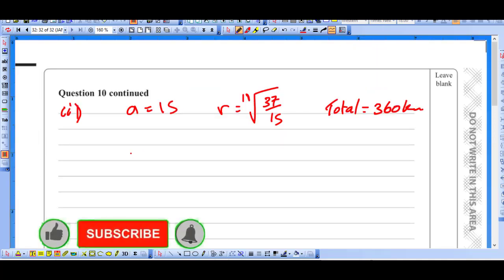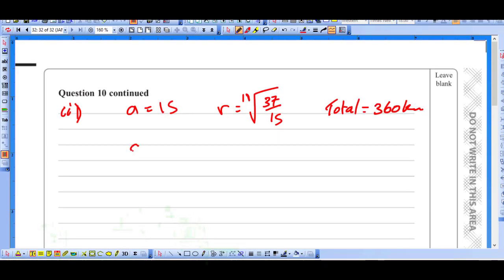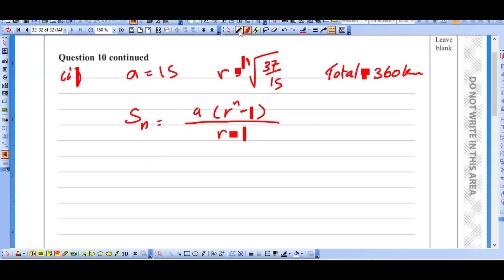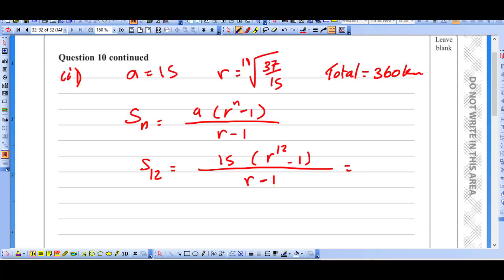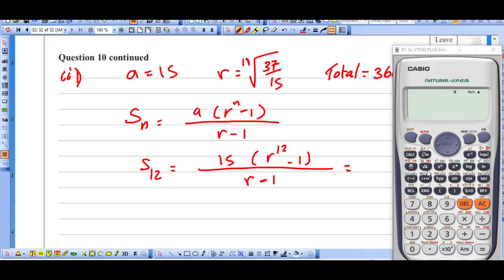So again, this is the geometric series for part B. We know that Sn is equal to a times r^n minus 1 divided by r minus 1. So now S12 will equal 15 times r^12 minus 1 divided by r minus 1. So let us now define the value of r.